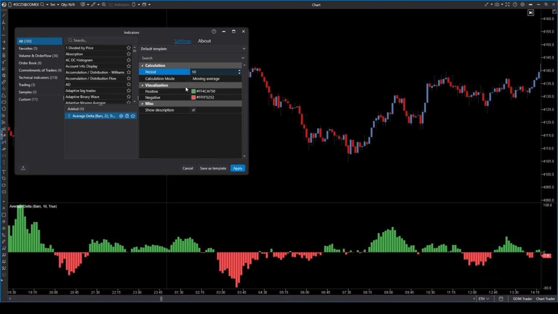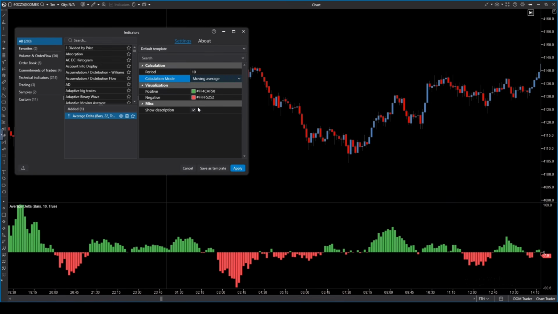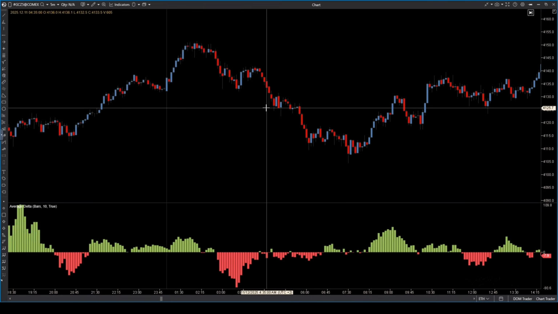Calculation mode. The type of moving average, MA. Simple, equal weight to all bars. Or EMA, reacts more strongly to recent changes. If you're an intraday trader and want to see the latest shifts, choose EMA. For calm overall trend analysis, simple MA is suitable. Colors. Customize your own colors for positive and negative values.